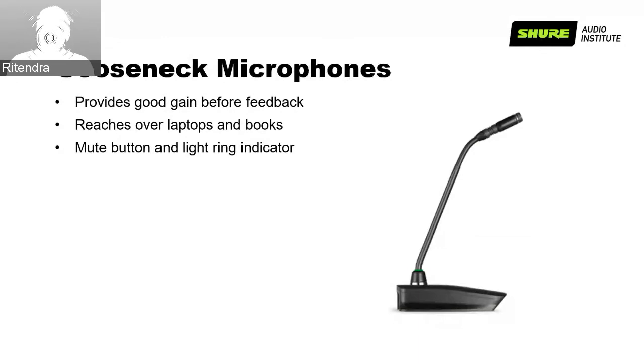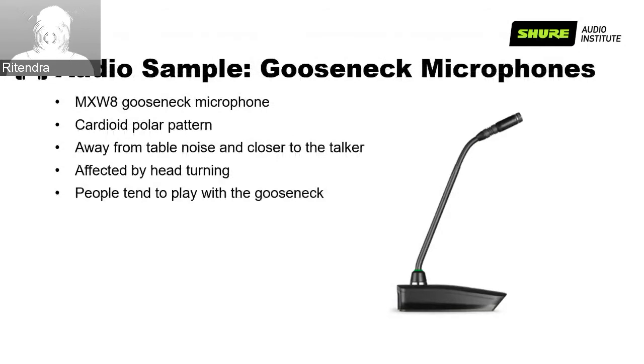Talking about the audio demo, I'll take you through the audio demo of our Microflex wireless gooseneck microphone MXW8 with cardioid polar pattern. The benefit of having the gooseneck microphone is it can be away from the table noise. It can come closer to the talker. There are some considerations. Basically it is affected by head turning. So if you move your head and go away from the directionality of the polar pattern, the sound changes. And the other thing we have noticed in most meeting environments is that, as it is closer, people tend to play with the gooseneck, and that is also picked up in a conference call. So let's go through the audio demo of the gooseneck microphone.